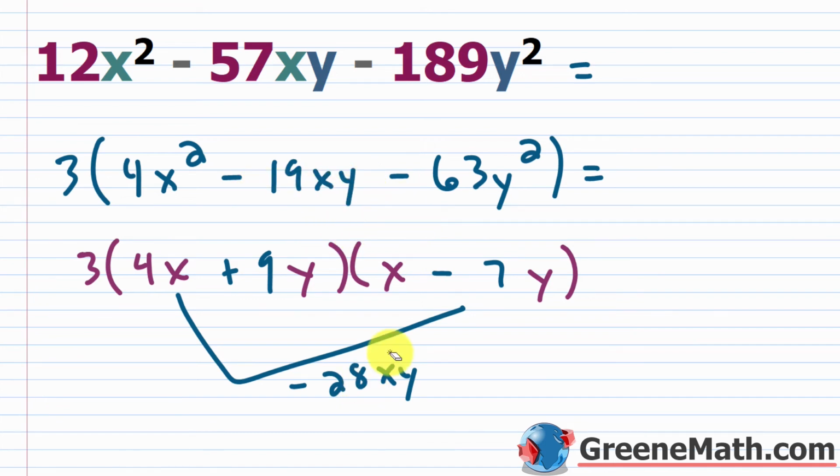Okay, so let's get rid of this. We'll just read our answer here. We have 3 times the quantity 4x plus 9y times the quantity x minus 7y.